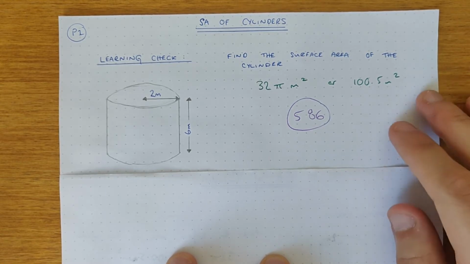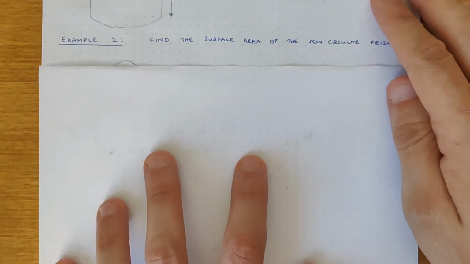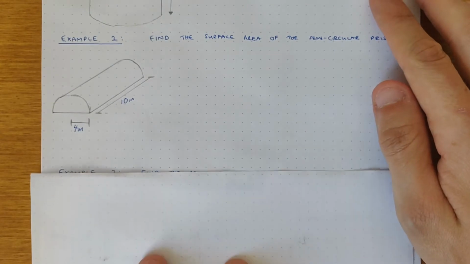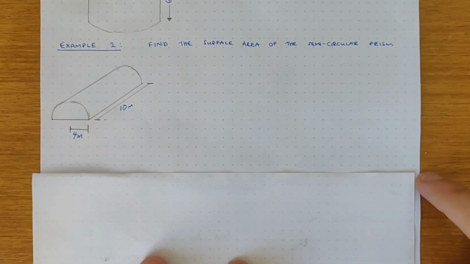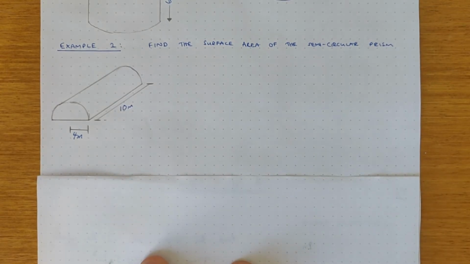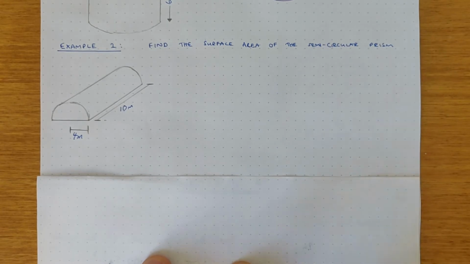Now, I'm going to go through the first example now. Now, this example, which is on the screen now, if you want to have a go, pause it and have a go, feel free. But this example talks about finding the surface area of a semicircular prism. Okay, that's half of a cylinder, like it's drawn here.